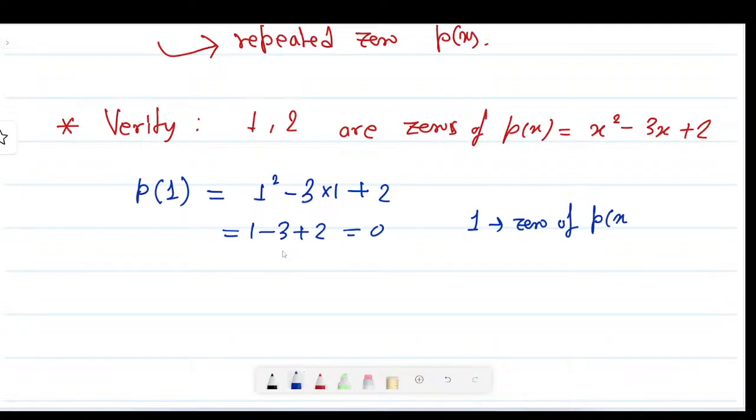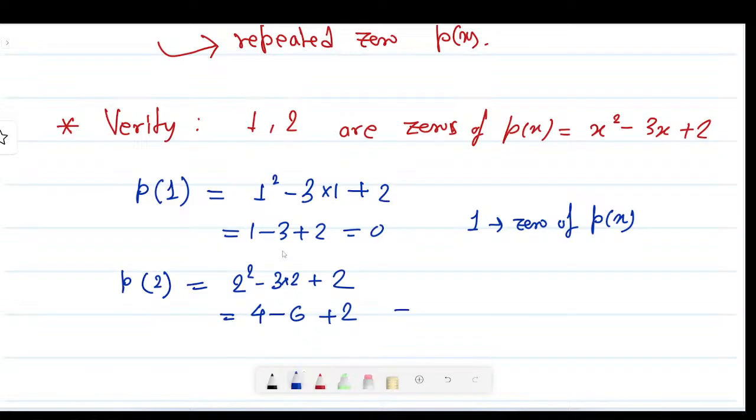of this polynomial. Next I am putting the value 2 here. So that is p of 2, and that means 2 square minus 3 into 2 plus 2, and that is 4 minus 6 plus 2 equals 0. So 2 is also a 0 of p of x.